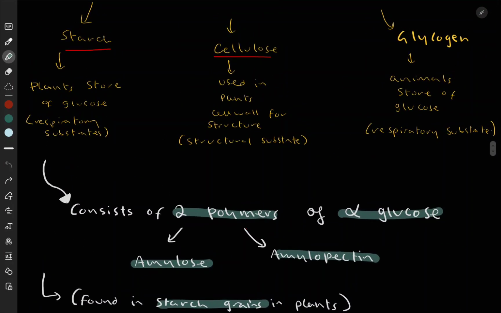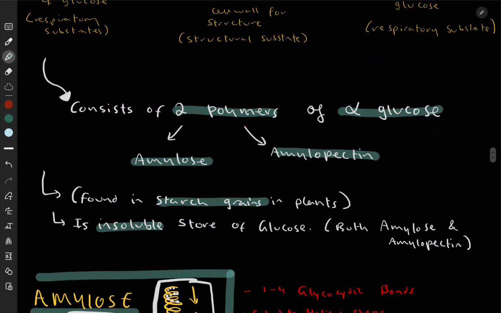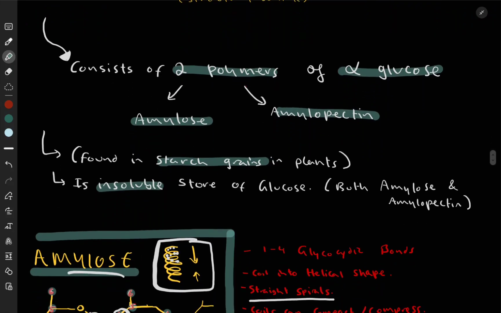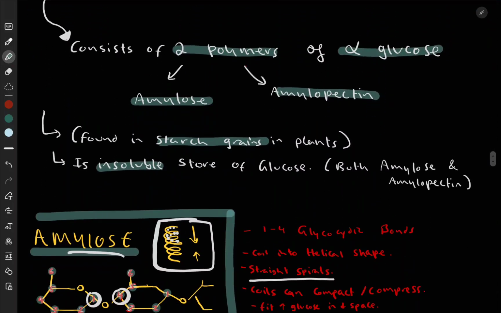So zooming into starch, we have to establish what starch is. Starch is basically two polymers. It consists of two polymers of alpha glucose, and you need to know the names of these two. One is amylose and the other is amylopectin. So starch is found in the starch grains in plants. Starch is insoluble, therefore it's an insoluble store of glucose, so later on you find out how it doesn't affect the water potential of the plant. So we find out how amylose and amylopectin are both insoluble.